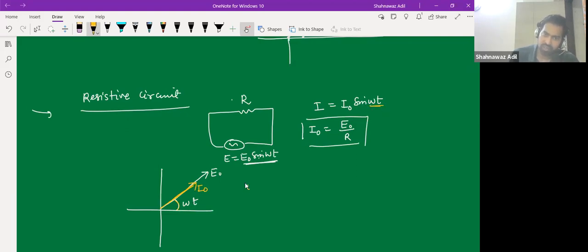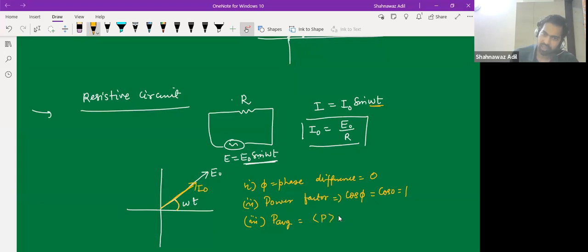So phase difference was 0 in case of this resistive circuit, right? And second thing, we calculated the power factor, which was defined like cos phi. So this was cos 0, which was 1. And then the third thing we calculated was average power, which is represented by P bracket.